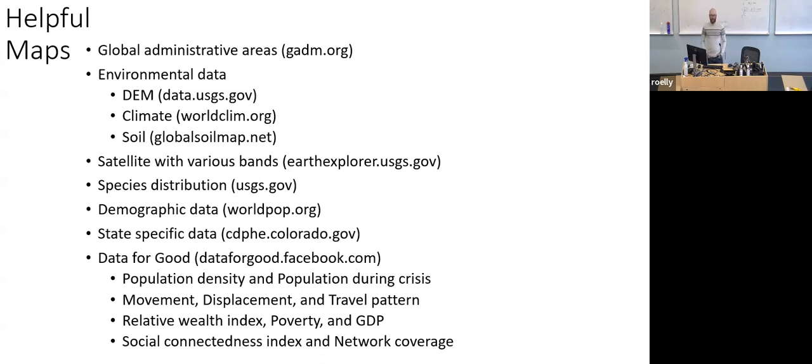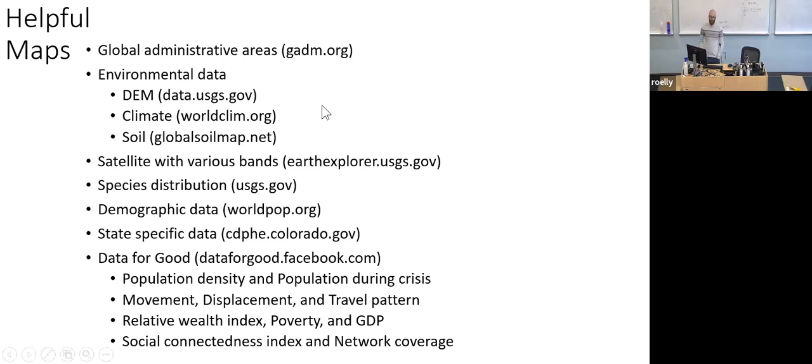A lot of things now, if you are interested, are already globally available. Of course, every country might have their own specific data set, which is going to be better. For the US, there's amazing data for demographic information, I believe all the way down to the census tract, so it's very, very specific. You can get your administrative areas, so states, counties, census tracts, all that stuff. You can get all of this information through this global administrative areas website.